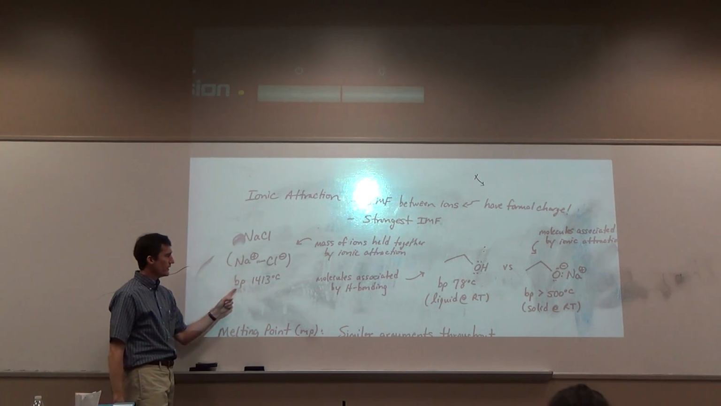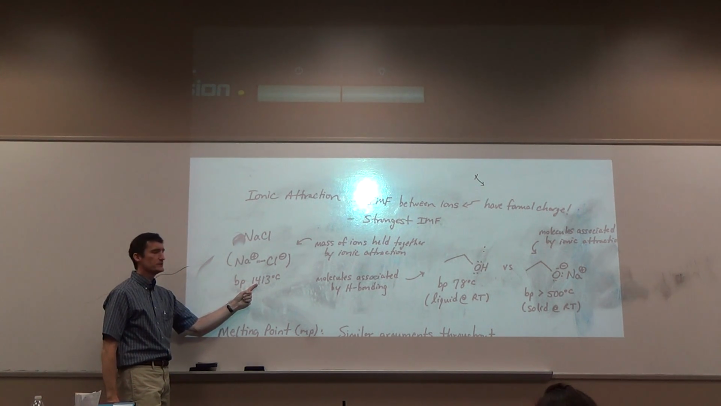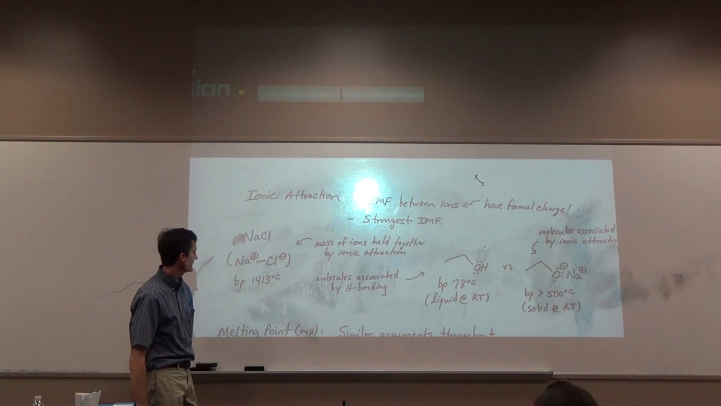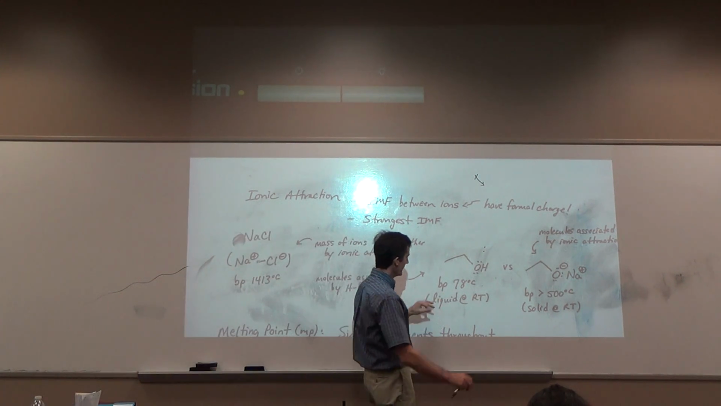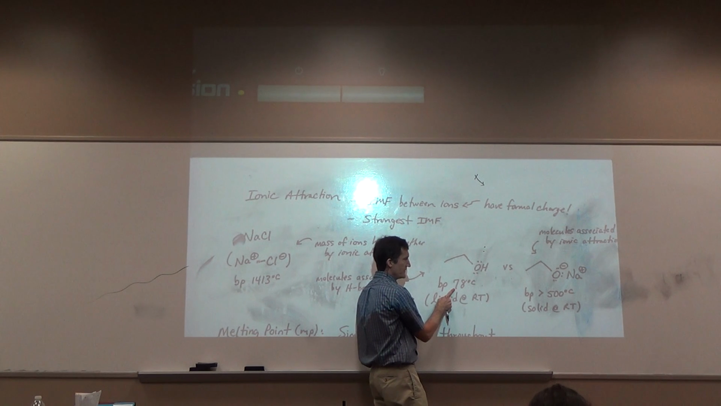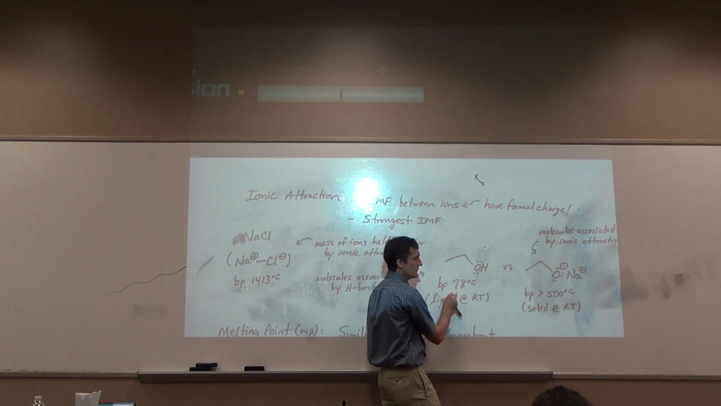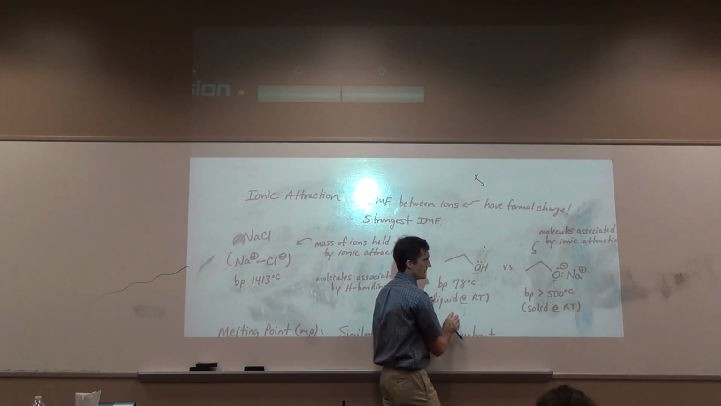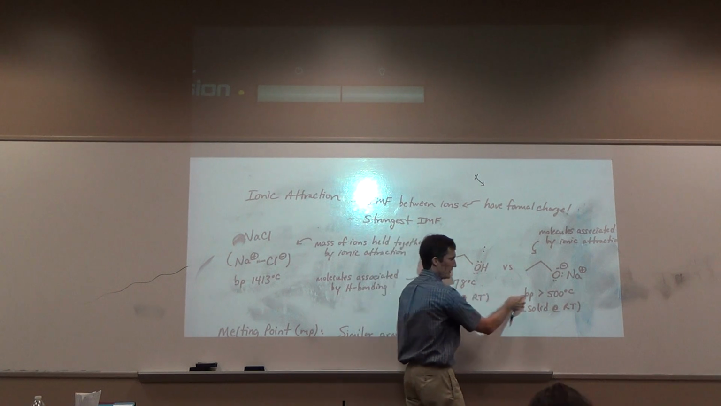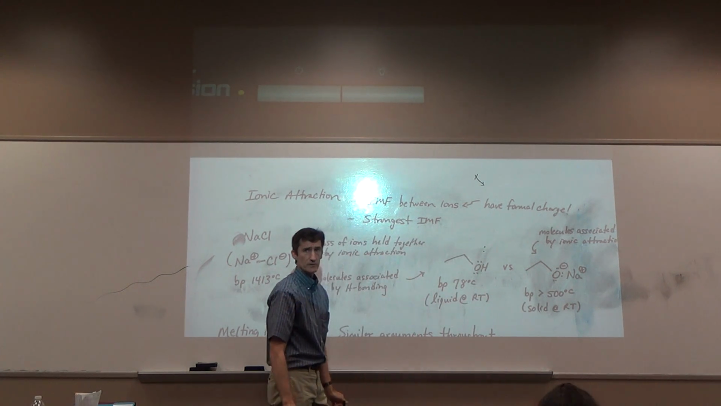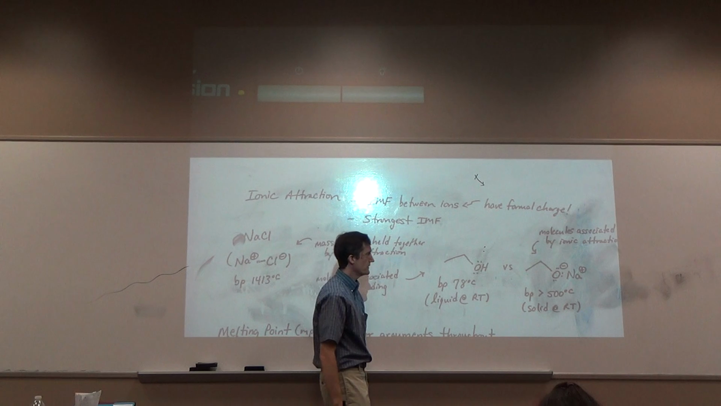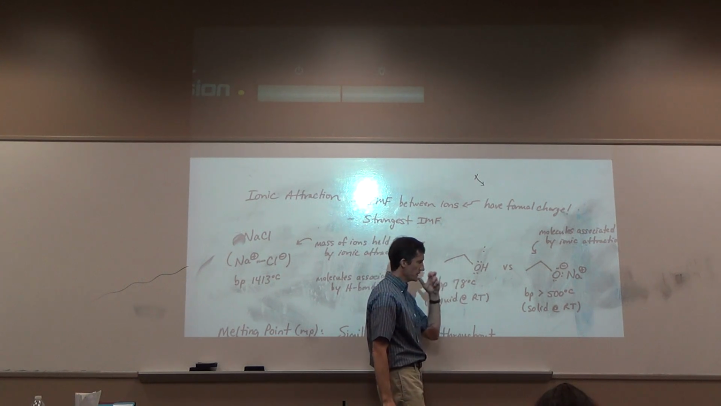Boiling point of sodium chloride, about 1413. I've never seen anybody distill sodium chloride. Apparently somebody has, or I don't know if that's predicted or what. But very high. A more reasonable example, ethanol, boiling point is 78. Okay? But if you take the sodium salt, the boiling point goes up to greater than 500 degrees, because it's now ionic.